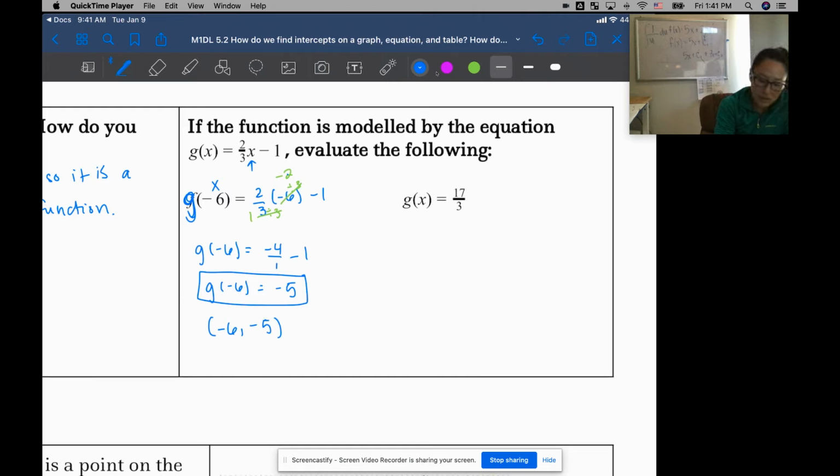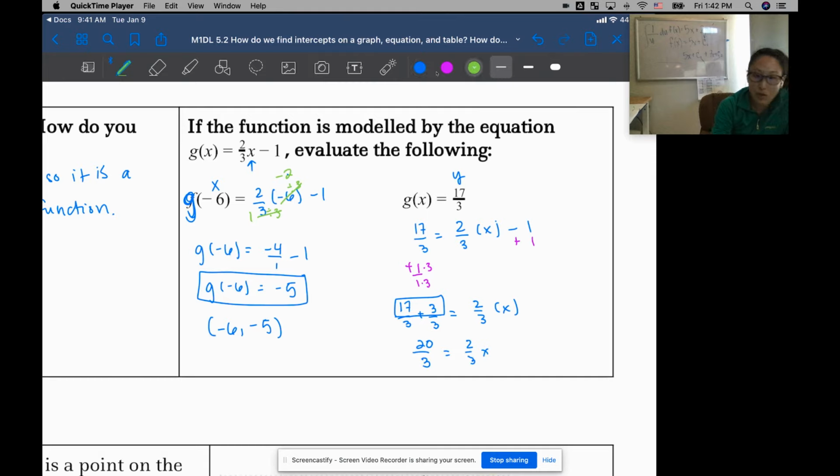Okay, so we're going to reverse this. This is the y this time. So I'm going to do 17/3 is equal to 2/3 times something, minus 1. So I need to solve for x. I will add 1 to both sides. Another way to write 1 is 1/1. So to get a common denominator, I need to multiply the bottom by 3 and the top by 3. So I get 17/3 plus 3/3 is equal to 2/3 times x. When I add fractions, I add the numerators. So 20/3 is equal to 2/3 x.